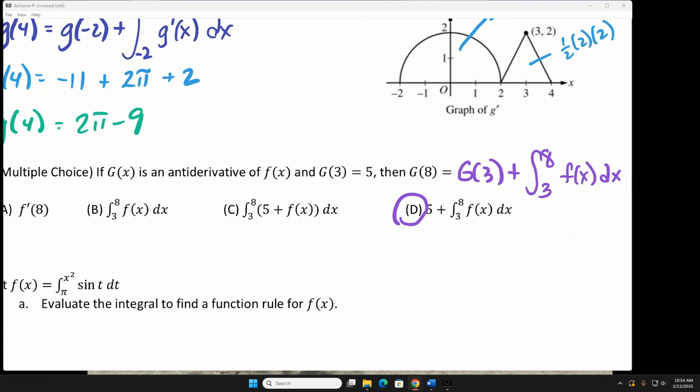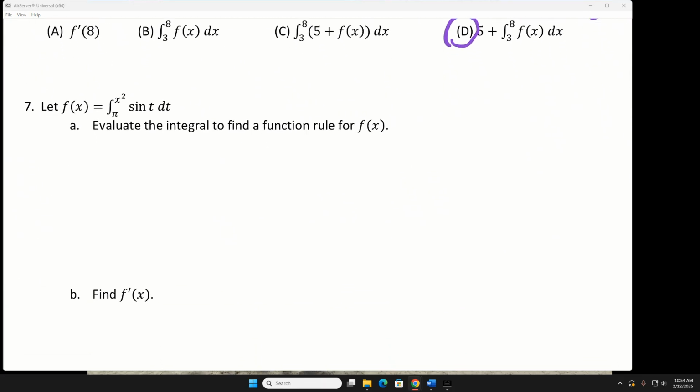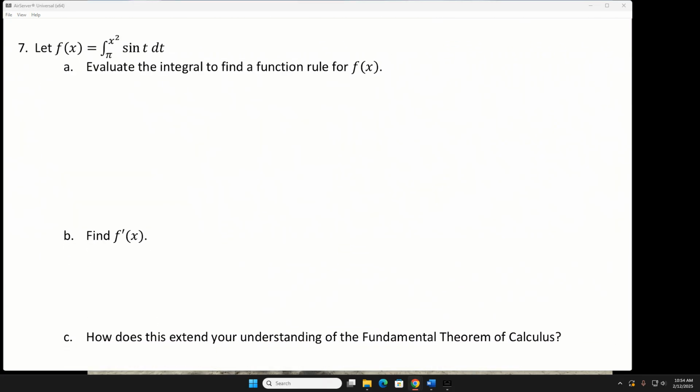Okay, and then let's talk about this. We're going to talk about the fundamental theorem of calculus part 1 again, but just with a little bit of a kink in it. And I'm going to see if we can figure it out without me telling you what it is, because that's the best way to remember something. All right, so we have this definite integral going from pi to x squared of sine of t dt. So let's go ahead and evaluate it. What is the antiderivative of sine of t dt? Negative cosine. Good job, Keena.